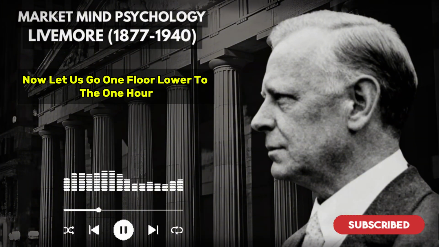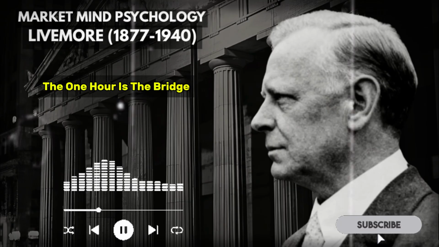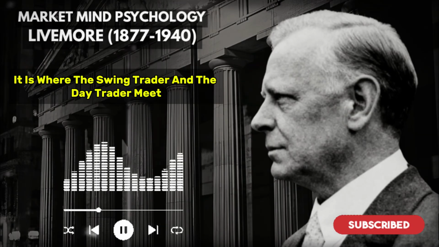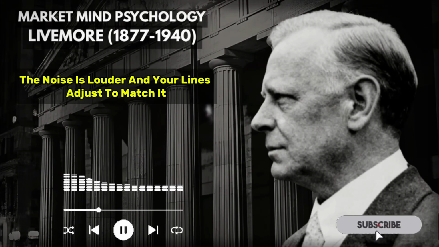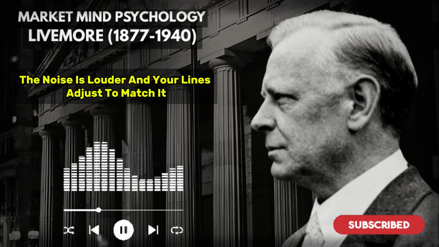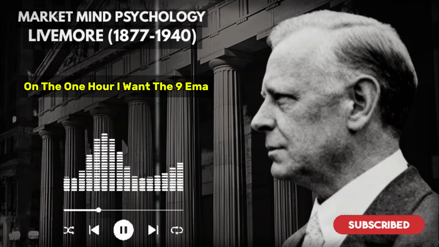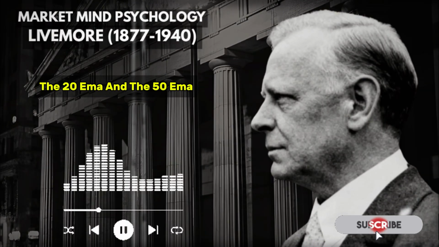Now let us go one floor lower to the 1-hour. The 1-hour is the bridge. It is where the swing trader and the day trader meet. The moves are faster again, the noise is louder, and your lines adjust to match it. On the 1 hour, I want the 9 EMA, the 20 EMA, and the 50 EMA.